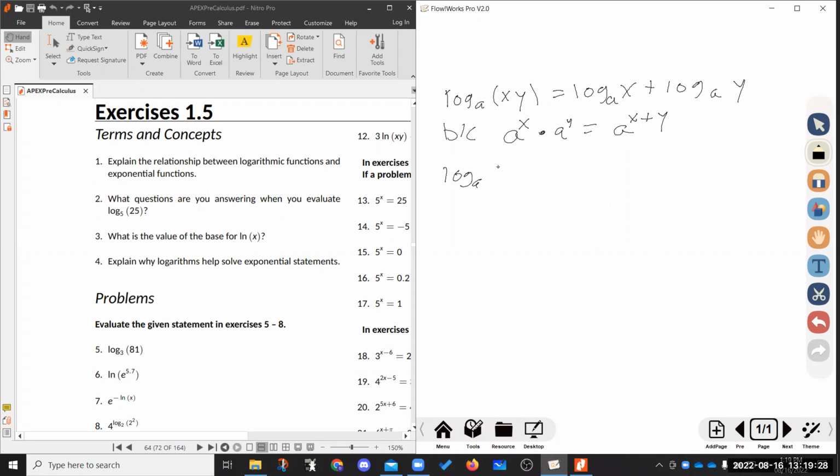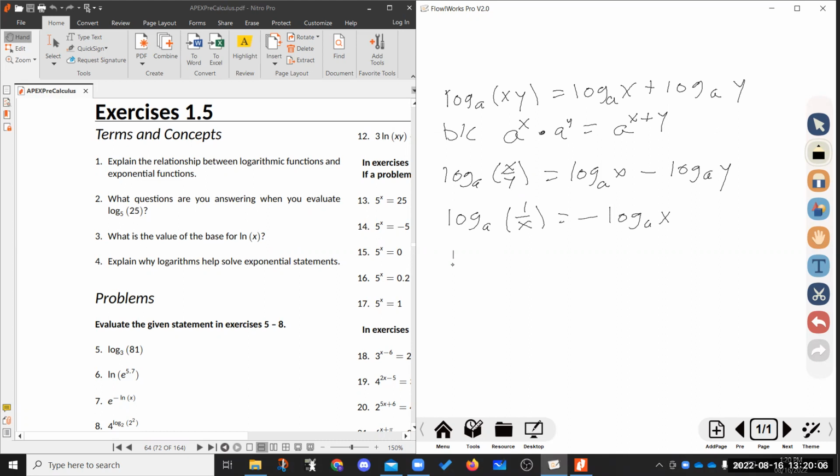Similarly, log base a of x divided by y is equal to log base a of x minus log base a of y. It should make sense that if multiplication turns into addition, division should turn into subtraction, and the part that's negative should be the part in the denominator because it has a negative exponent. Log base a of 1 over x is going to be negative log base a of x.